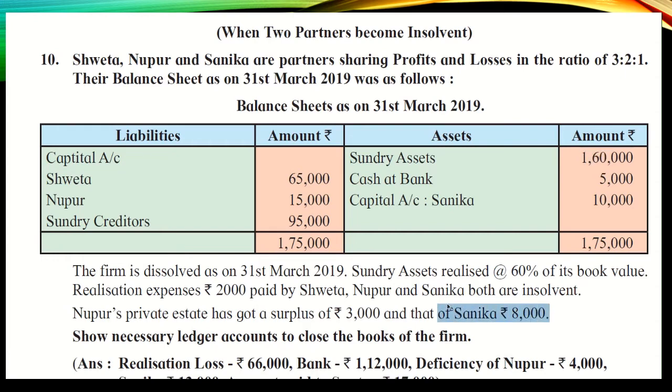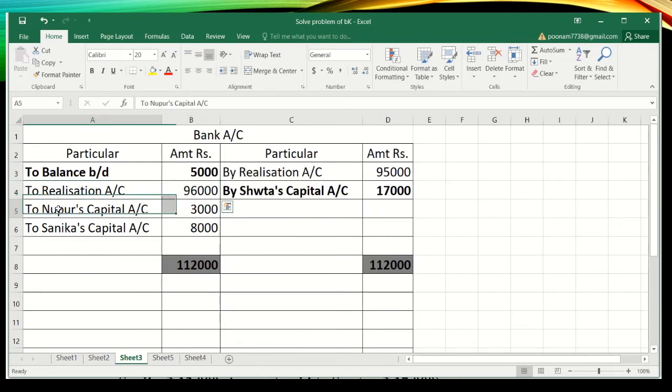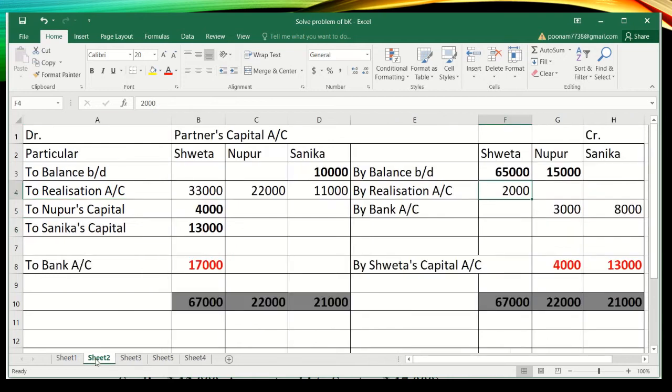So what is the journal entry for the amount recovered from the insolvent partners? The journal entry is bank account debit to insolvent partners' accounts. So here we will go to the bank account, and we will write to Nupur's capital account 3,000, to Sanika's capital account 8,000, and on the partners' capital account credit side we will write by bank account. Then we will write Nupur's column 3,000 and Sanika's column 8,000.